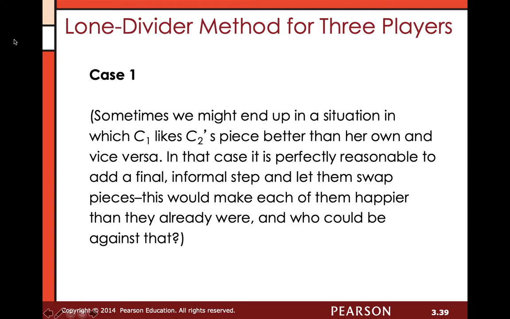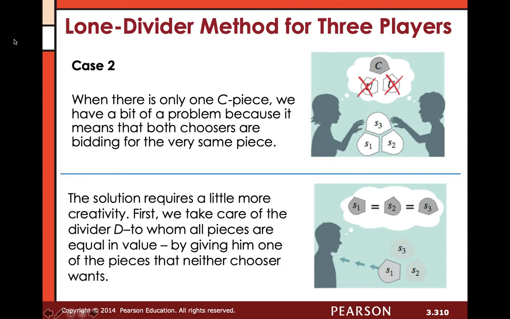That's going to make them both happier, and who could be against that? Case number 2 is that there's only one piece, only one C piece. We're going to have a bit of a problem because it means that both of our choosers are bidding for the exact same piece. The solution is going to require a little bit of creativity.